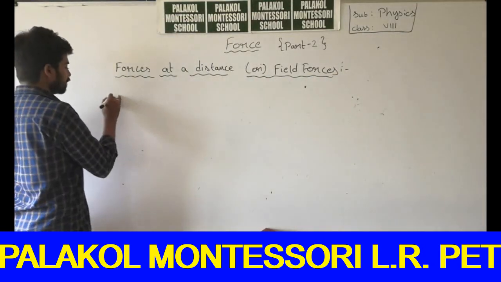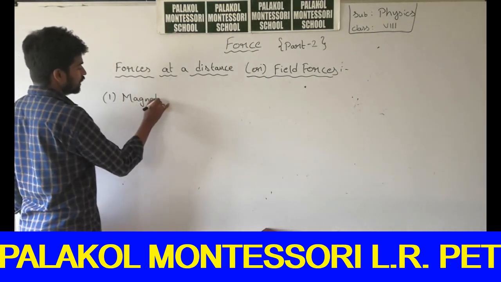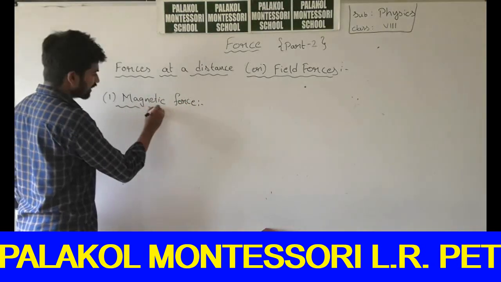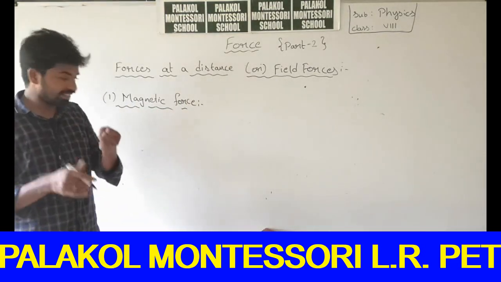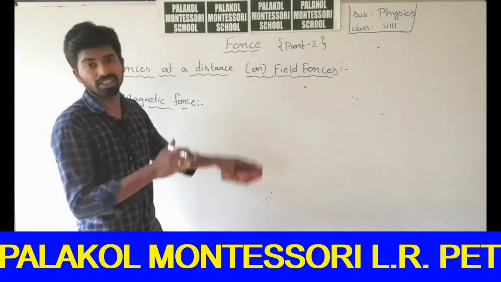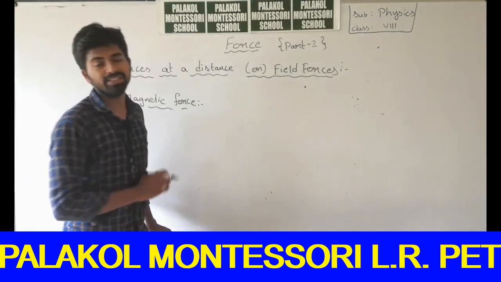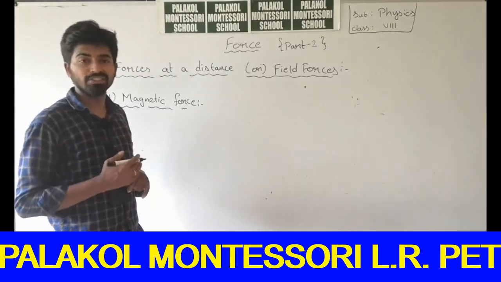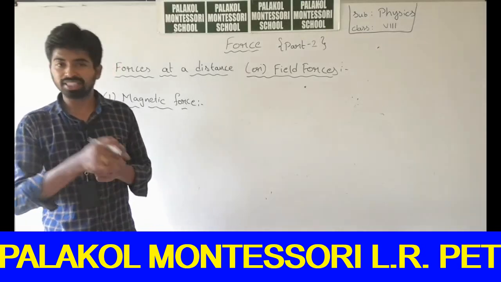The first type of field force is magnetic force. These forces do not require any direct physical contact. If you observe muscular force, it needs direct physical contact. To lift any object, we need to have some direct contact. For a normal force, the object has to be in contact with a plane surface. For frictional force, the object should be in contact with the surface. For tension, the object should be in contact with the rope, thread or string.